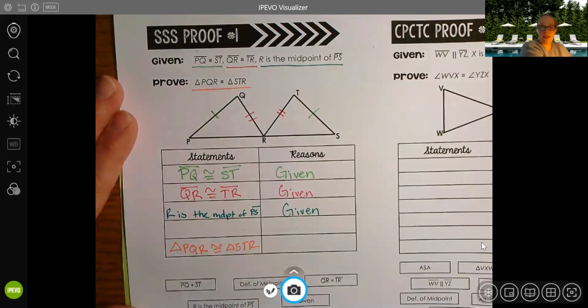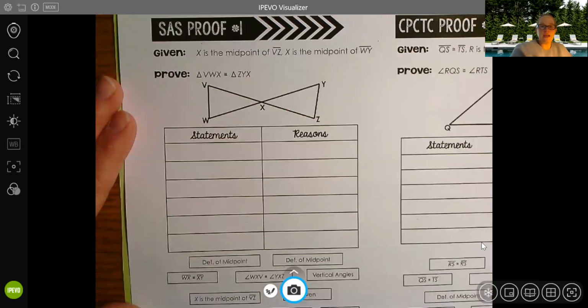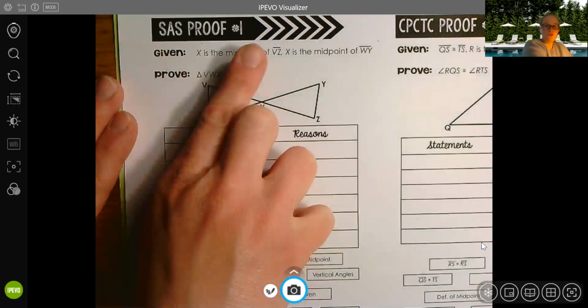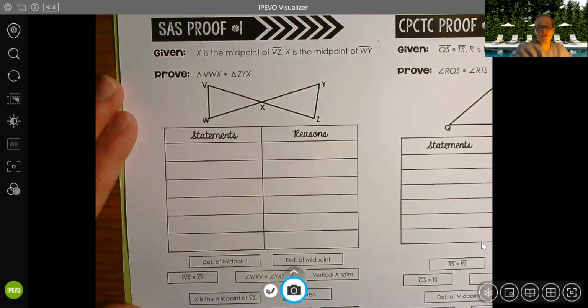So we're going to do that again, and we're going to do it in our side angle side proof number 1. And this is on page 3. So if you have these cut apart, this is on 3 in the bottom, side angle side proof number 1. So we're just going to do the first steps that I can.